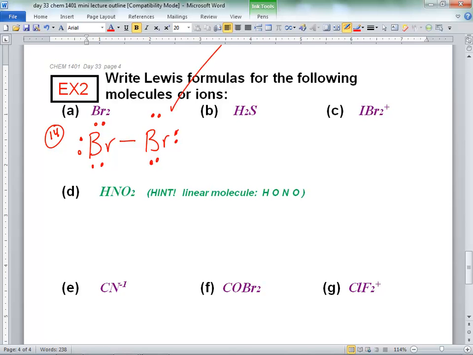Can you have a double bond in there? You don't want a double bond in there. Everything is happy without one. But you can't anyway because of CNOS. So we're done. Try H2S now.